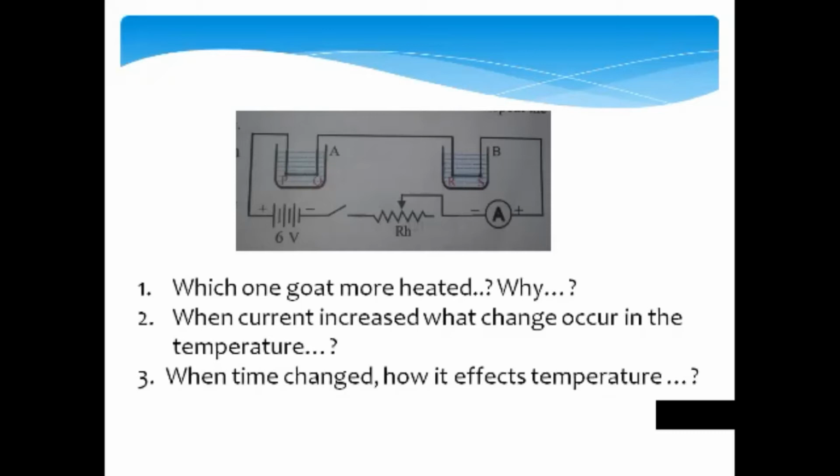Which one got more heated and why? This is the first question based on our experiment. We found that beaker A is more heated. When current increases, what change occurs in the temperature? First of all, we apply an electric current using the rheostat, and we get the temperature increasing in both beakers.